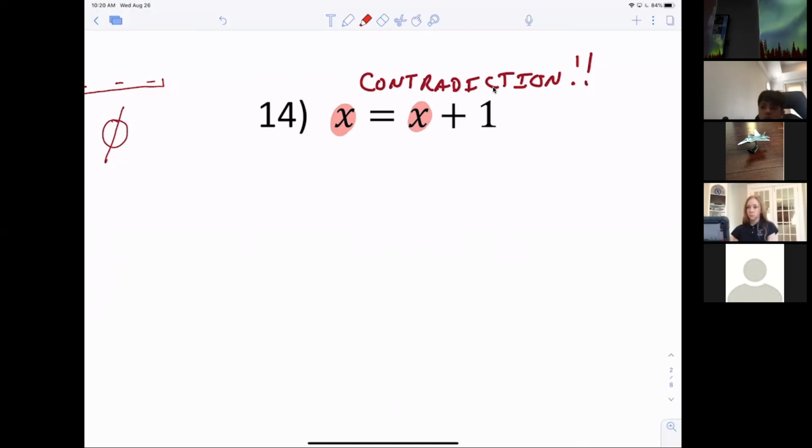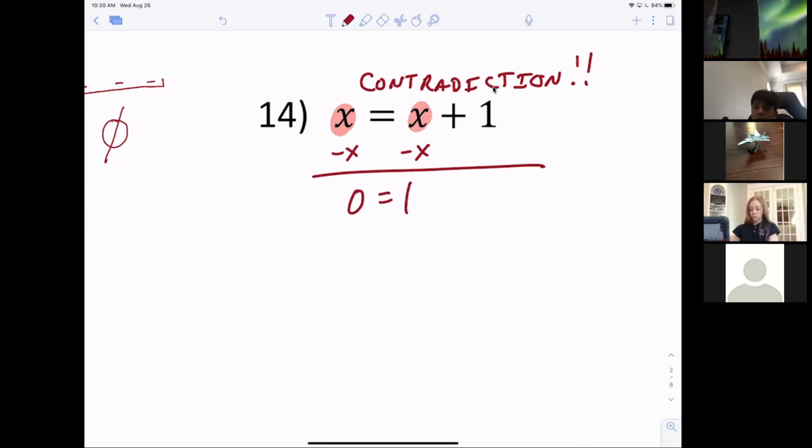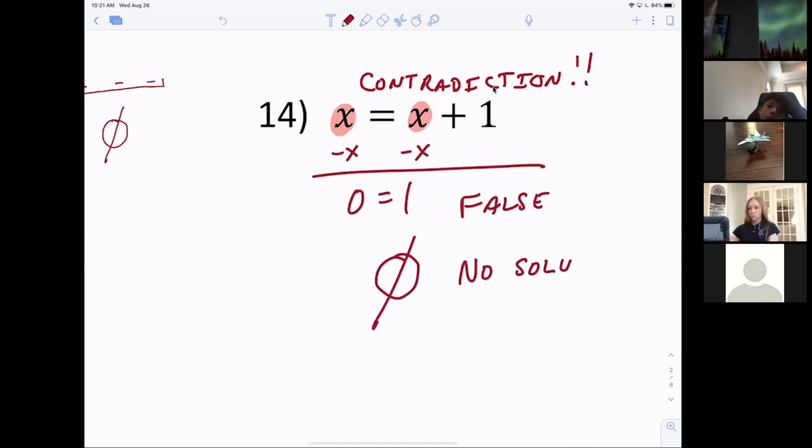All right, now what we could do is we could say, okay, if I subtract x from both sides, I'm left with 0 is equal to 1. Is that a true statement? No, that is a false statement. If it's a false statement, we say it's a 0 with a line through it, which means it is no solution. All right, there is no solution. Make sure you're with me on that. That's a new topic. No solution. Any issues with 14?